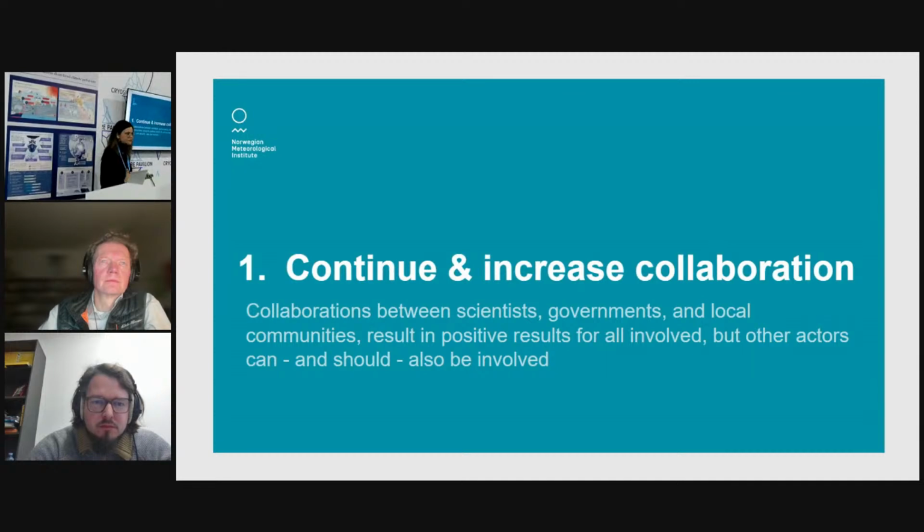One thing we have already demonstrated through some of the presentations today is to really have this rich collaboration between scientists, governments, and local communities. This has often resulted in very positive experiences where everyone is learning and contributing to the process, and that increases ownership, but also the ability to make well-informed decisions.